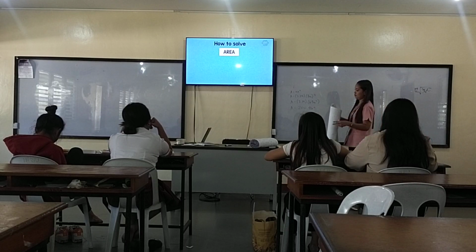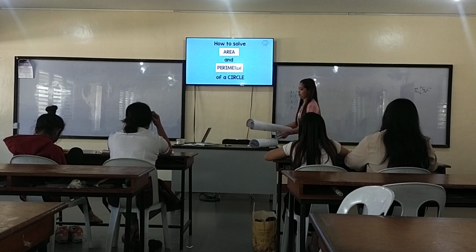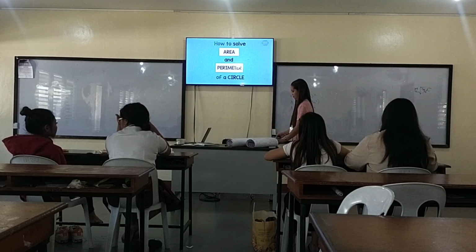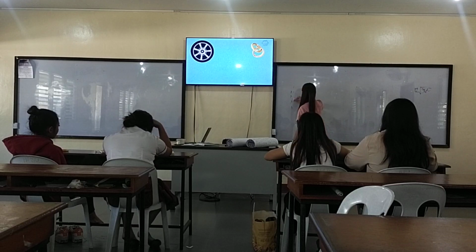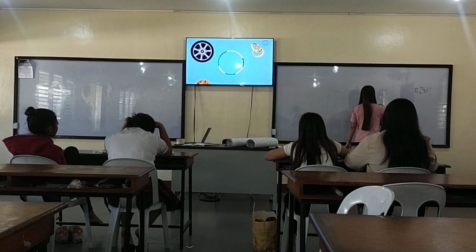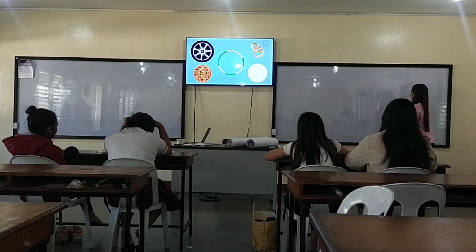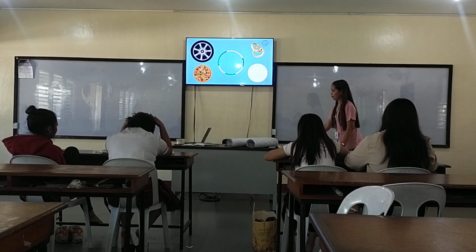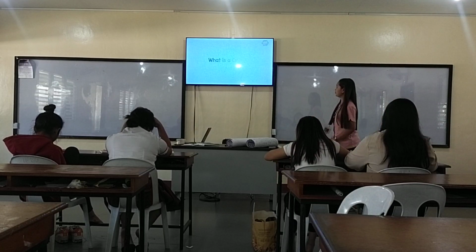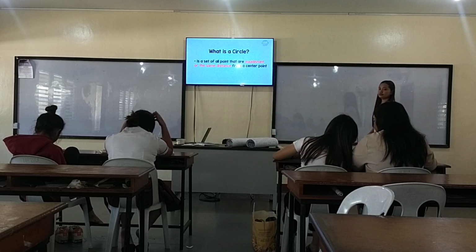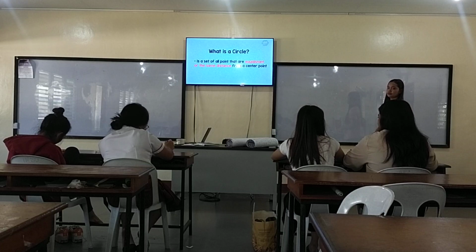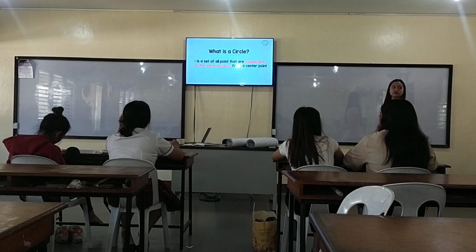called area and perimeter of a circle. We can find circles everywhere we go. Wheels, plates, pizza are some examples of circles. But mathematically, what is a circle? Well, a circle is a set of all points that are at an equal distance, or the same distance, from a center point.